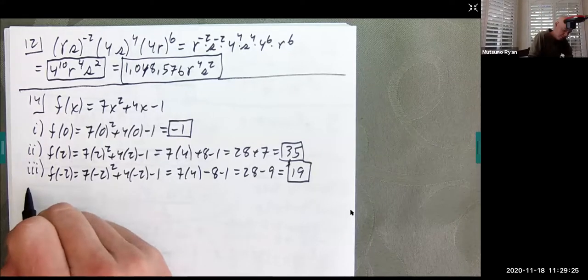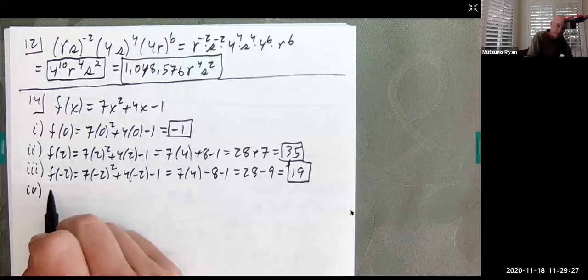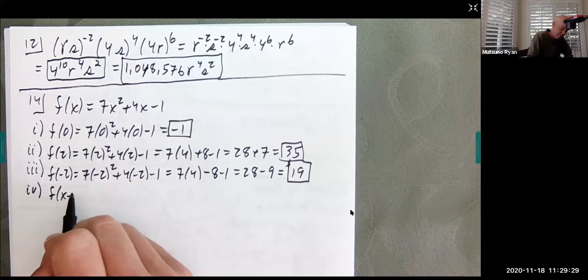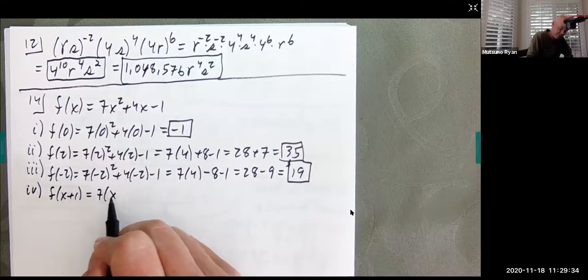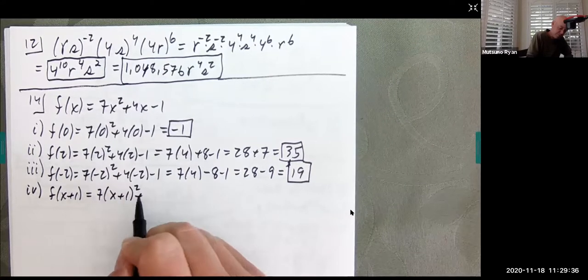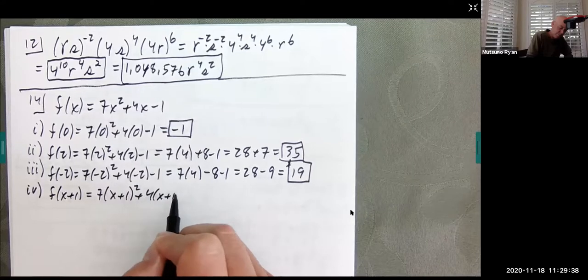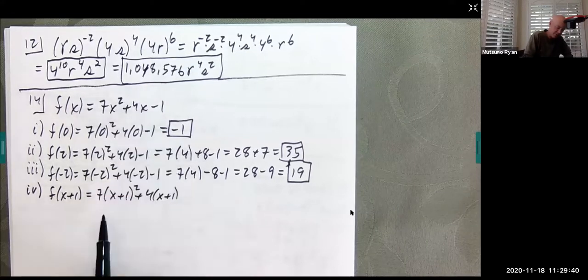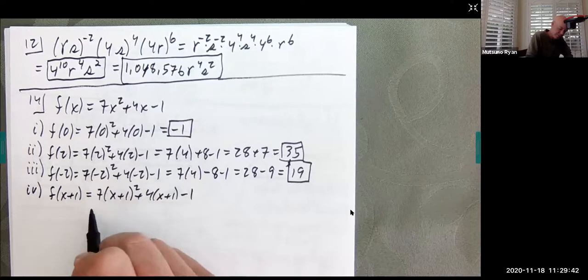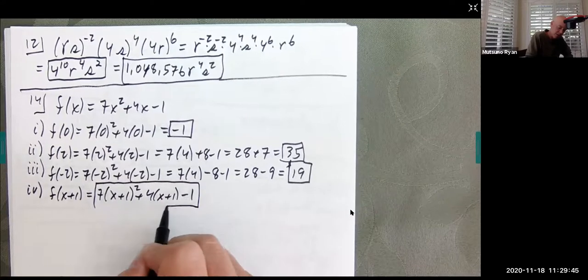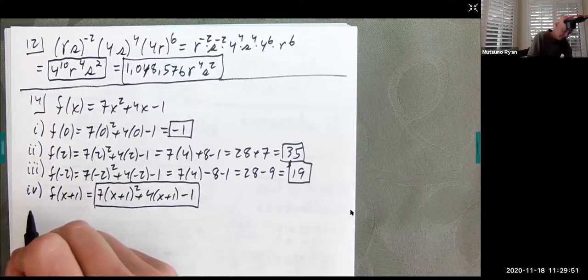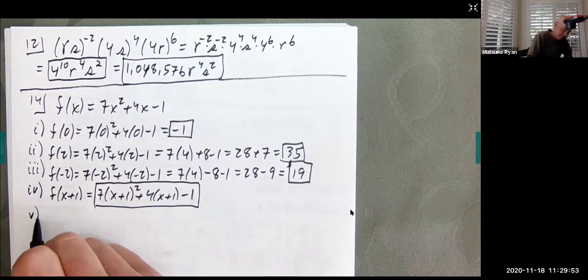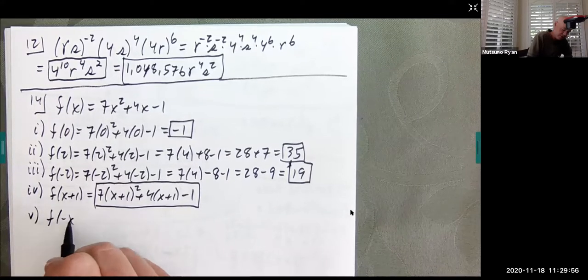Part 4, f of x plus 1. Now I'm going to keep this nice and simple. You have to replace both x's with the x plus 1. And I'm just going to stop there. Some teachers may have you actually FOIL that out, distribute, and combine terms. Not me so much. The last one is f of negative x.